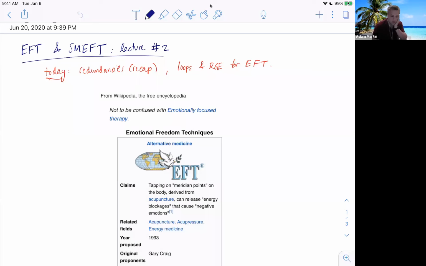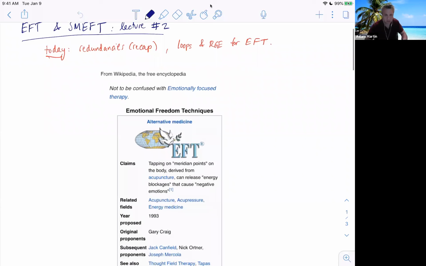So today we're going to finish at an unfortunate spot from last time, in the middle of discussing some redundancies. We'll recap that briefly because it was the end of the lecture, I started talking fast, and I said things not as correctly or as clearly as I would have liked. Then we're going to talk about loops and RGEs for EFTs.